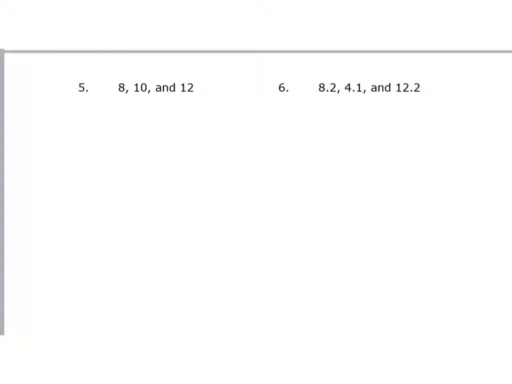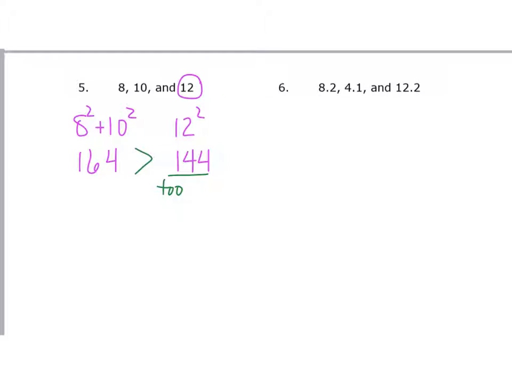All right, 8, 10, and 12. So that means my biggest side is going to be my 12. So that's the one that, if this is right, that's the one that will be my hypotenuse. So 8 squared plus 10 squared compared to 12 squared. 8 squared plus 10 squared is 164. 12 squared is 144. So that means that the one I thought was a hypotenuse is too small to be a hypotenuse. So this is an acute triangle.